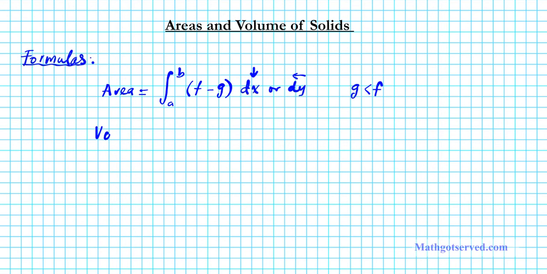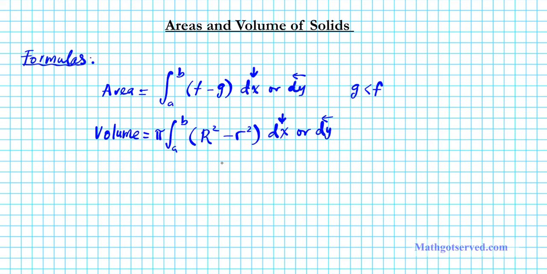Now, volume is a little bit more intricate. Let's take a look at the formula for volume. So volume is pi times the integral from a to b of the outer radius, big R squared, minus the inner radius, little r squared. Okay, that gives us the area of the washer, and then when we integrate from a to b, we can find the volume. dx is when your radius is perpendicular to the x-axis or pointing to the x-axis, and then dy is when your radius is perpendicular or points to the y-axis.